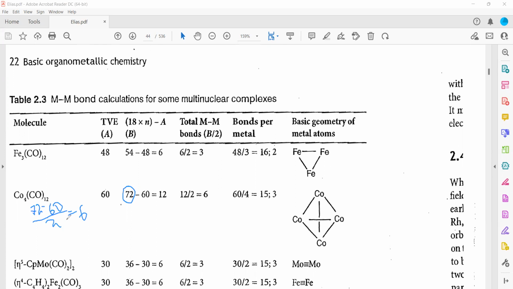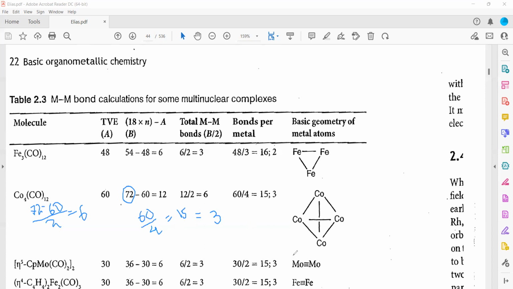And also you need to calculate the metal bonds per metal. So in that case, you need to consider the total valence electron, which is 60, and divide it by the total number of metals present in the complex, that is 4. So you get 15. So it is coming as 15 electrons per metal. Considering uniformity, you got 15 electrons per metal, but it should be 18. So there's a gap of 3. That is why there are 3 metal bonds per metal.